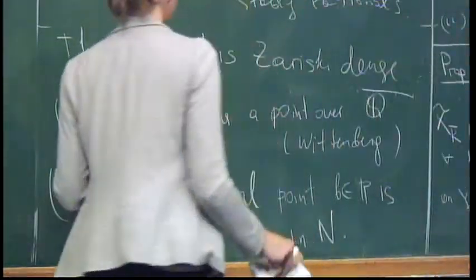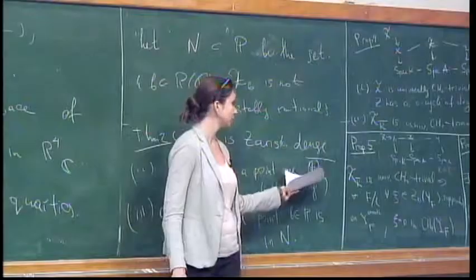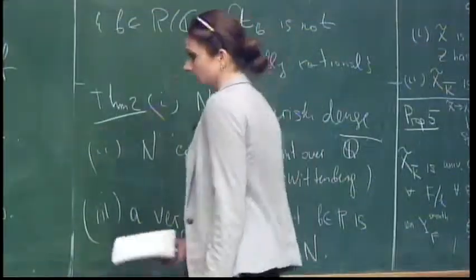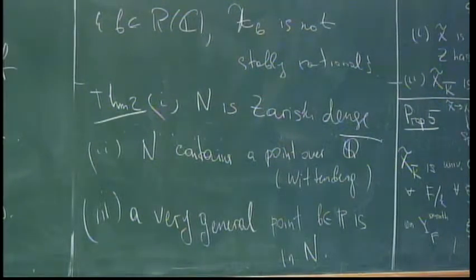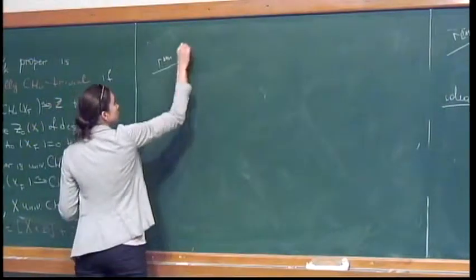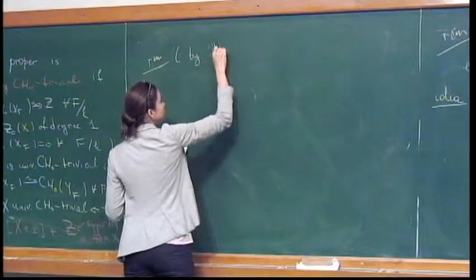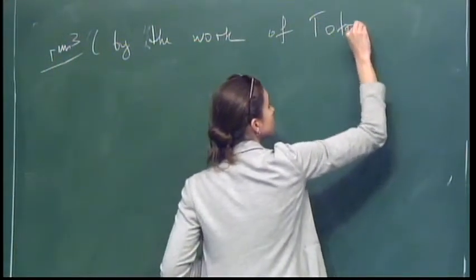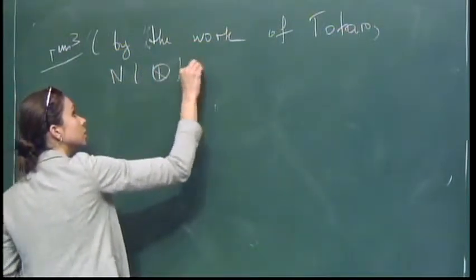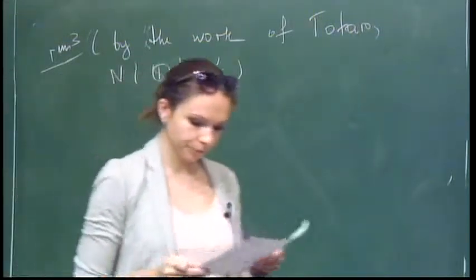And I should also remark that here we produce a point over Q bar thanks to the argument of Tatara. One also has points over Q actually. So remark, by the work of Tatara, remark 3 of Tatara, N of Q is non-empty, so one also has a point over Q.